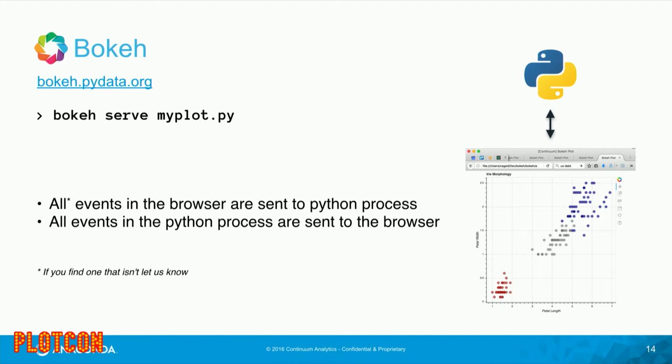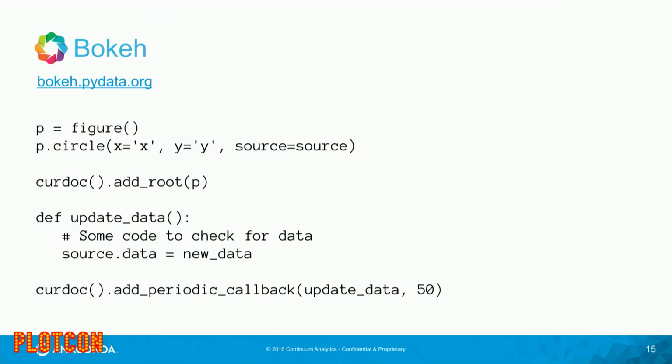And so any events that are in the browser, panning, zooming, selecting, all of those events get sent back to your Python process. And any events that happen on your Python process get sent back to your browser. It's a very simple idea. Matt talked about it a little bit this morning, but the power and the scope of things that you can do with that are really quite astonishing. So I'm just going to show a couple of really simple examples with some pseudocode, but hopefully you'll get the idea.